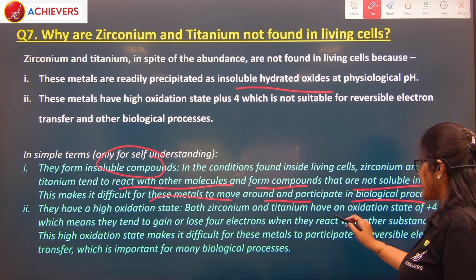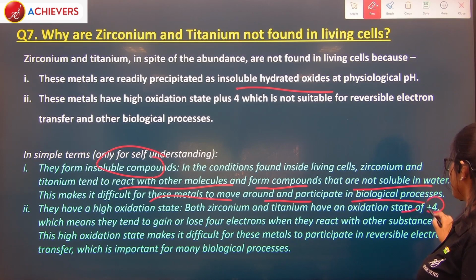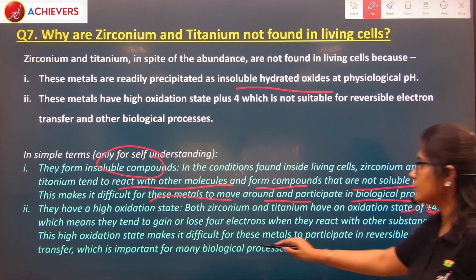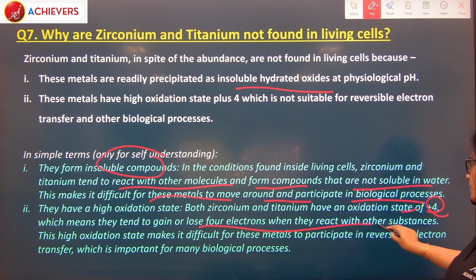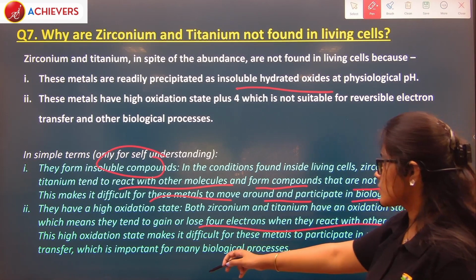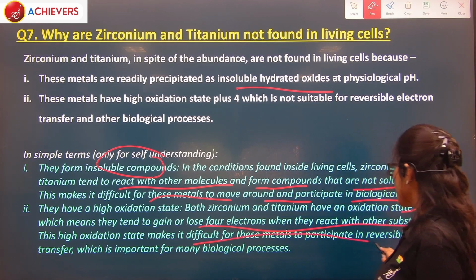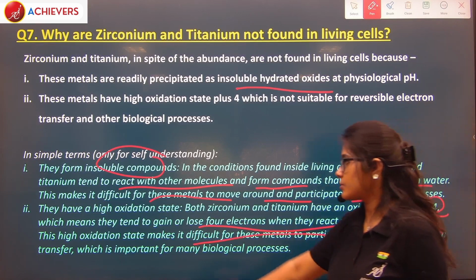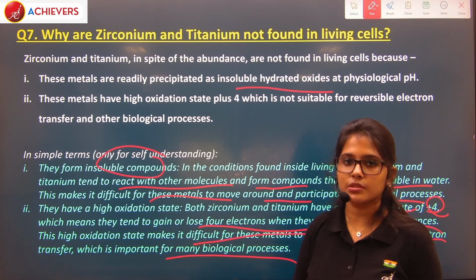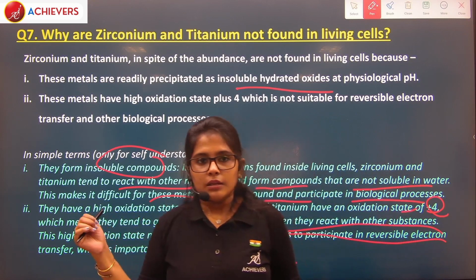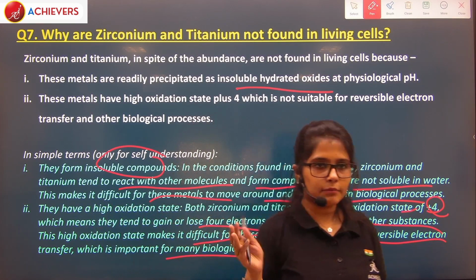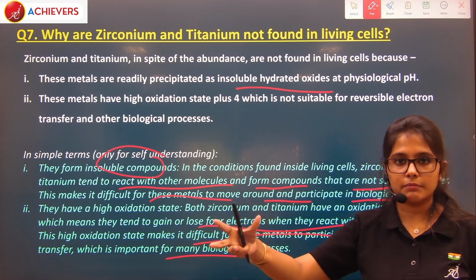Both zirconium and titanium have an oxidation state of +4, which means they tend to gain or lose 4 electrons when they react with other substances. This oxidation state makes it difficult for these metals to participate in reversible electron transfer, which is important for many biological processes. कभी अगर reversible तो होना ही है, because rapidly assemble and deassemble.